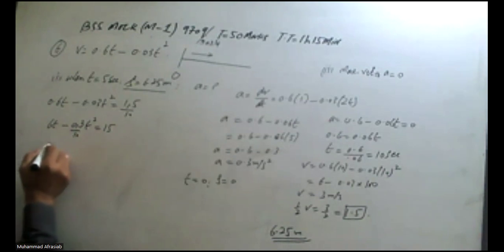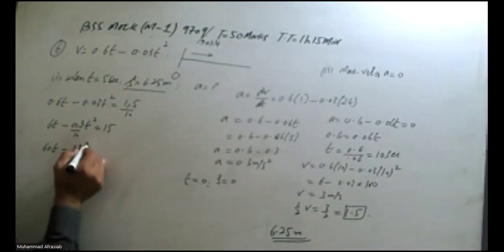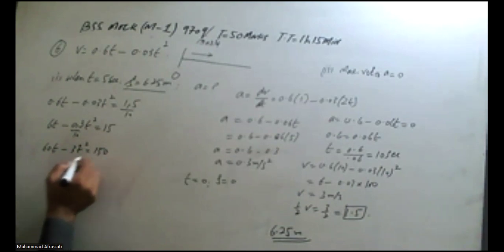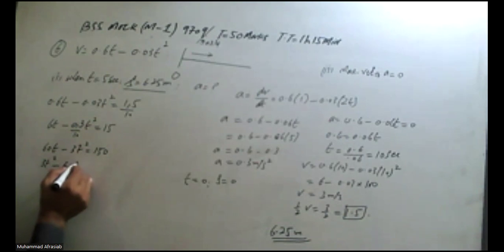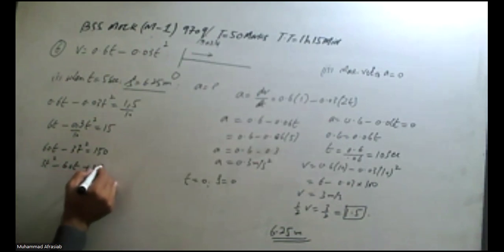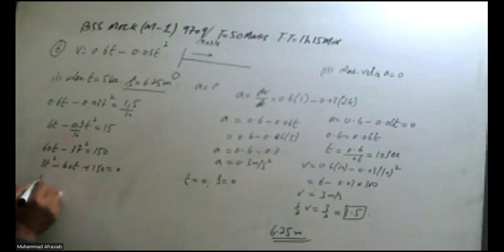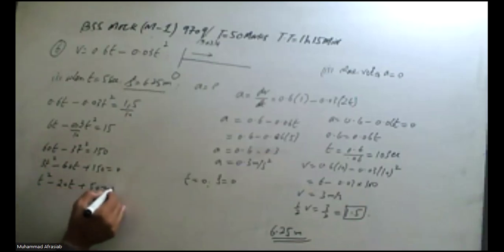So this equation, if we multiply it by 10 again, becomes 60t - 3t² = 150, or 3t² - 60t + 150 = 0. Take 3 as common. So t² - 20t + 50 = 0.